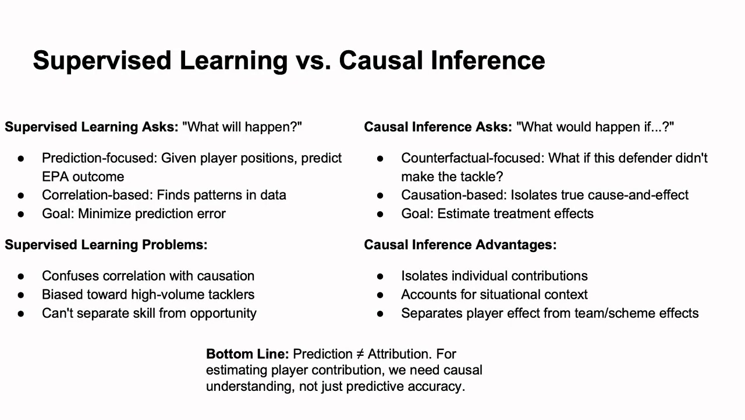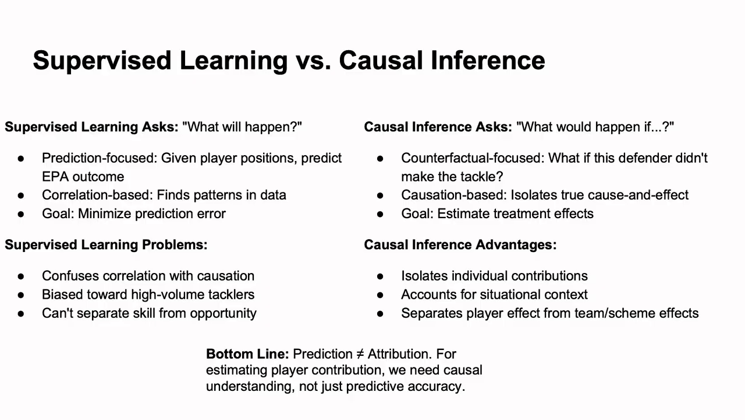Now I'm going to briefly talk about the difference between supervised learning versus causal inference. Supervised learning asks what will happen, or what's likely to happen, given the historical data. It's mainly prediction-based, so given player positions and information, we can predict EPA or some outcome of interest. It's correlation-based, so the goal is to find historical patterns in the data and minimize some prediction error and have the highest accuracy and performance. Some problems with supervised learning are that there's often confusion between correlation and causation, it can be biased towards high-volume tacklers, and it's hard to disentangle skill from opportunity.